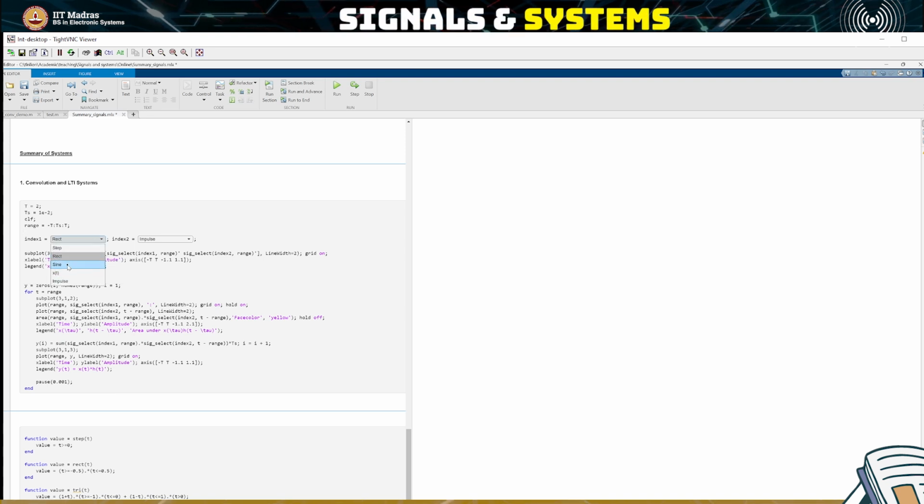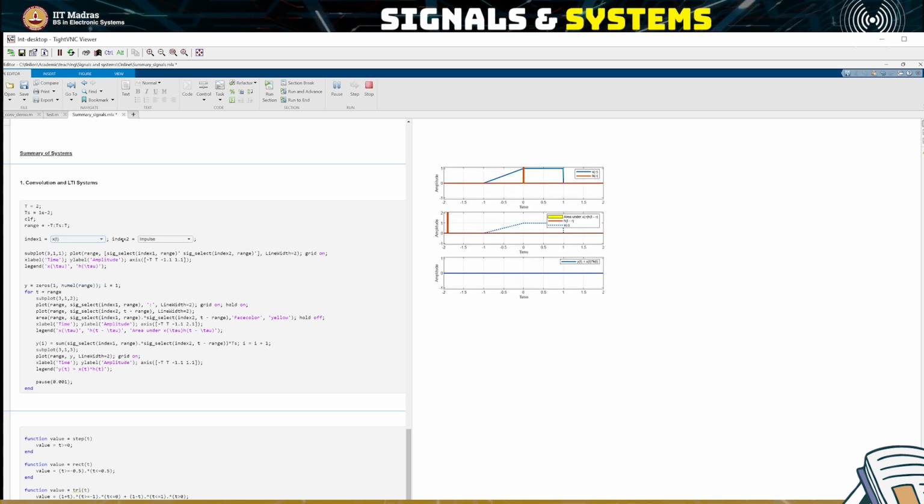Now let's see what happens when you give our non-symmetric signal. So we are convolving the impulse with our non-symmetric signal.